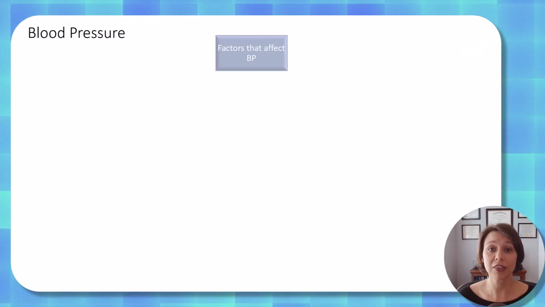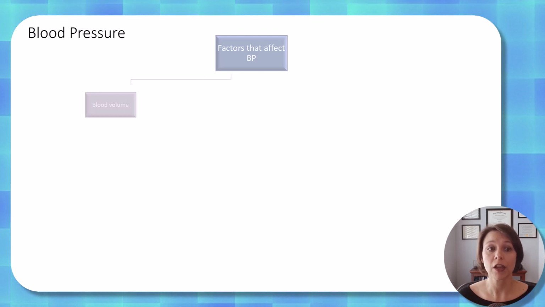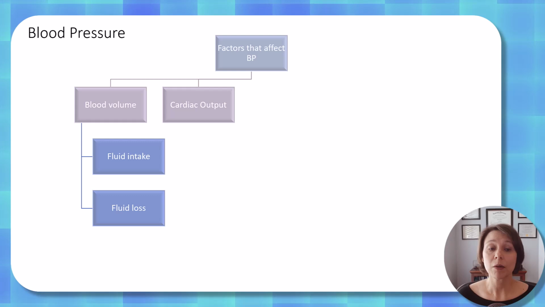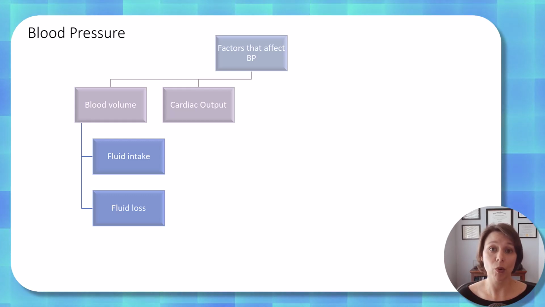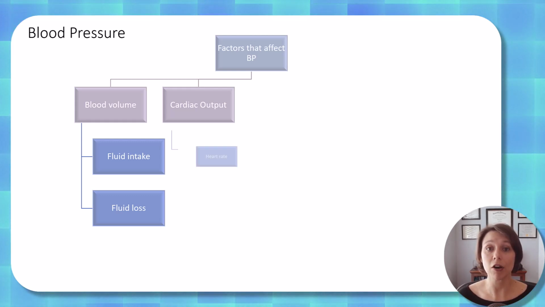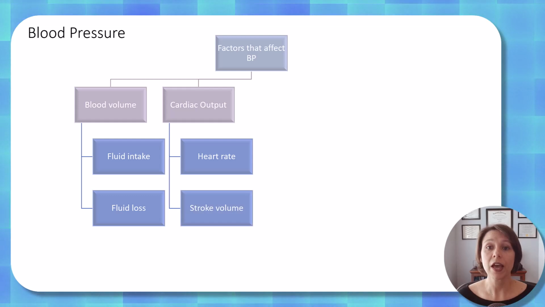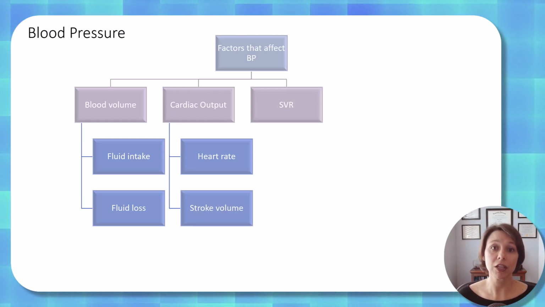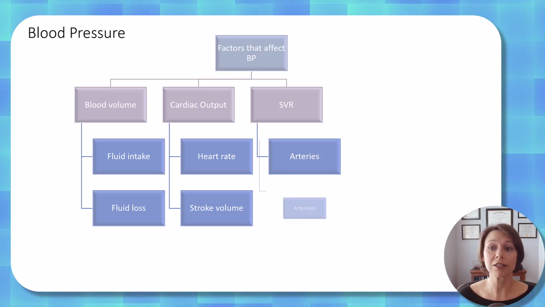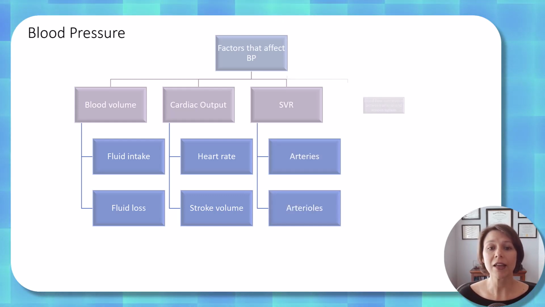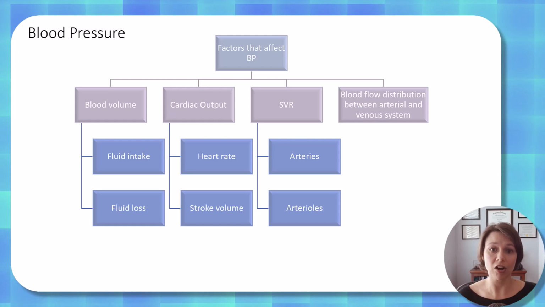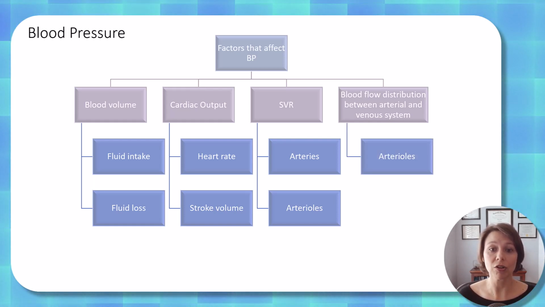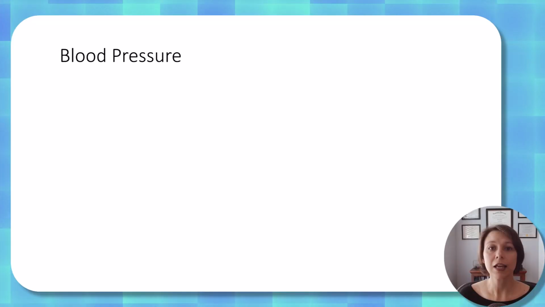So let's talk about the different things that affect blood pressure. Blood volume, that means both intake and fluid loss. Cardiac output, which we're going to talk about more in another video, but that is made up of heart rate and stroke volume. And then systemic vascular resistance, which we just talked about. That's primarily controlled by the arteries and the arterioles. And then blood flow distribution between the arterial and the venous system. That's primarily controlled by the arterioles and the veins.